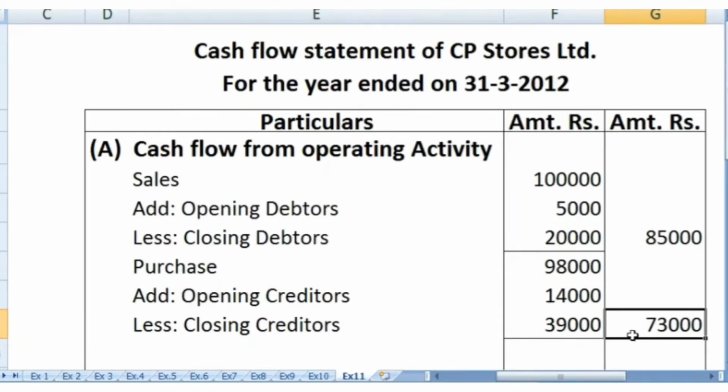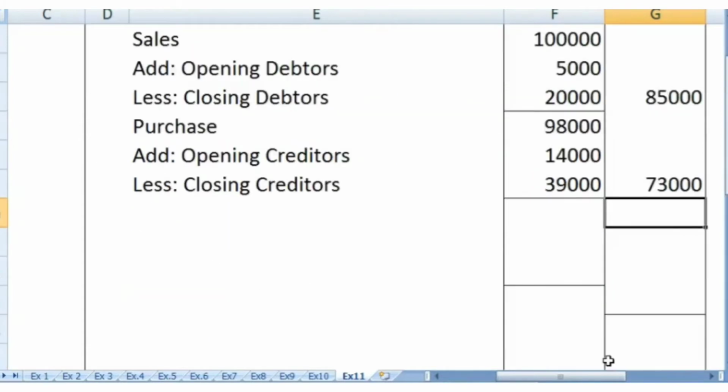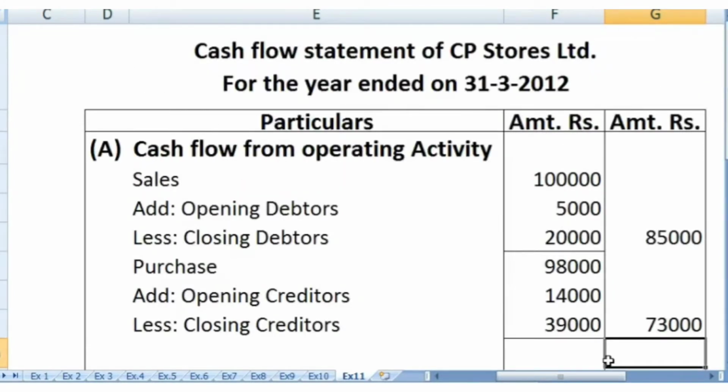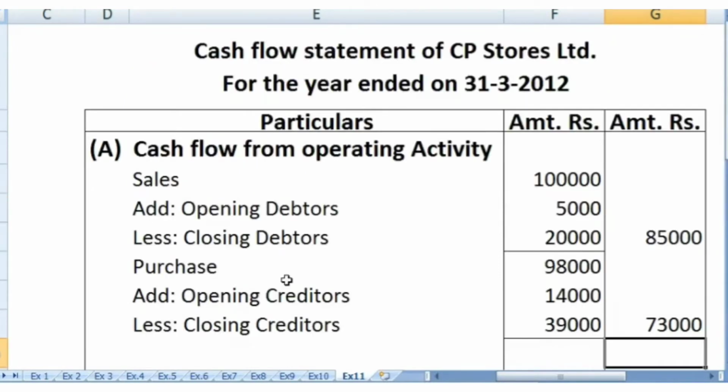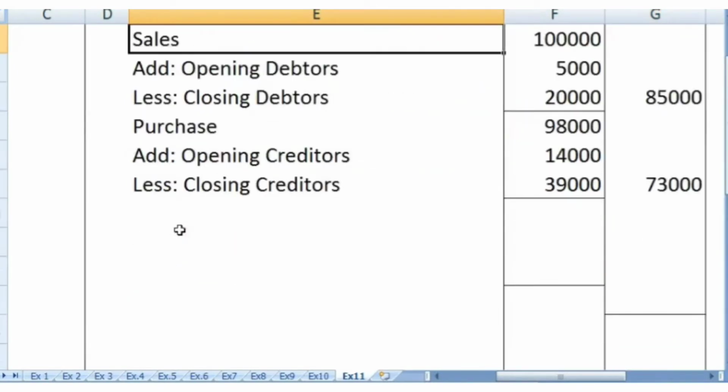That means during the year you have paid 73,000. So sales is our income, and 73,000 is your payment towards purchase. Then other expenses are given. These items I have taken from the profit and loss account. See, sales is given in the profit and loss account, purchase is given in the profit and loss account, and opening and closing balance of debtors and creditors are given in the balance sheet.